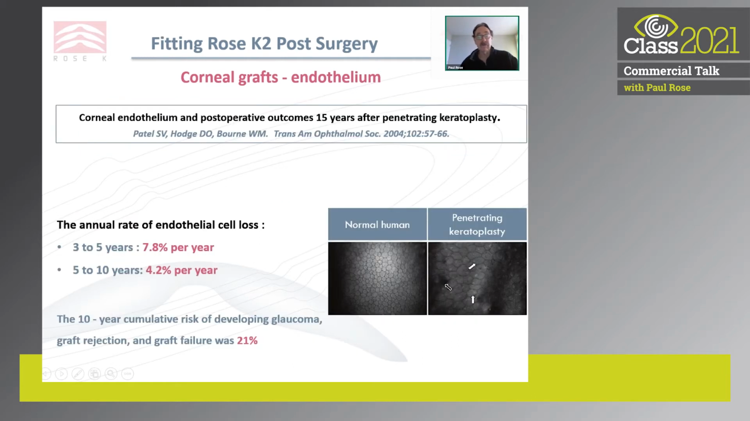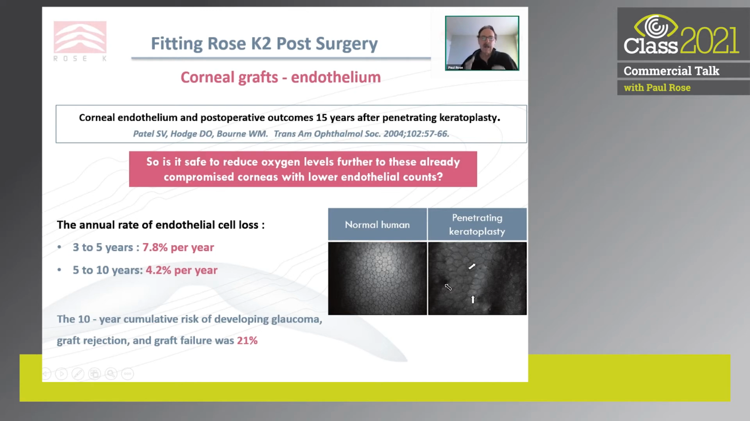Does it stop after 5 years? No, it doesn't. It actually continues to deteriorate. This is another study, done up to 10 years, and they found there was a natural endothelial loss on grafts which continued, and this increased the risk of rejection, and graft failure occurred in about 21% of grafts over a 10-year period. This doesn't sound like much, 7.8% per year, but if you multiply that by 5, you've lost 40% of your endothelial cells in the first 5 years.